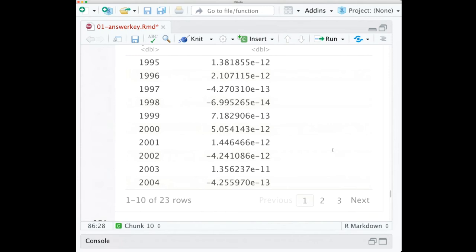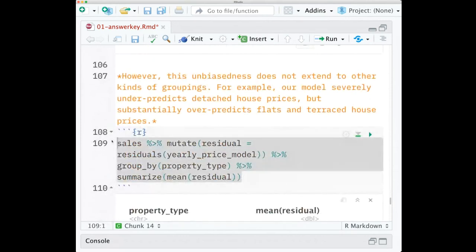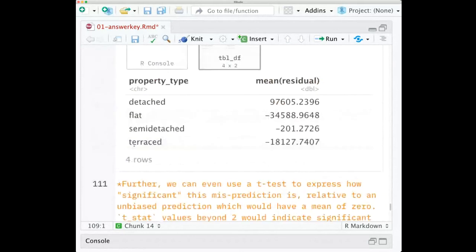So if you throw in a fixed effect for the year, then your predictions in that year will, on average, be correct. So it's not biased for every year. However, it might be biased for a different group. So here I show it's biased for property type. On average, it's not very close to 0.